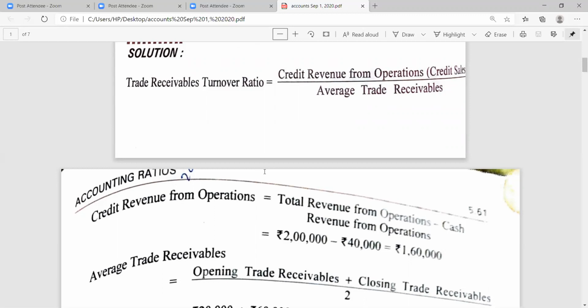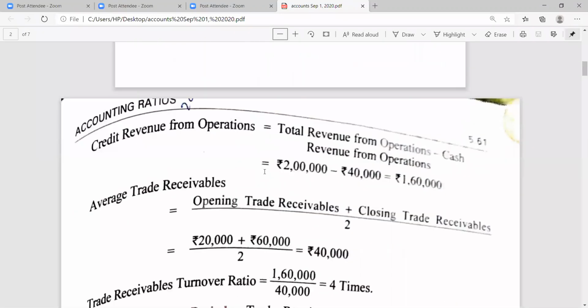Now the other item that is to be calculated is our average trade receivable. If you remember, yesterday we did that average inventory is equal to opening inventory plus closing inventory upon 2. Very similar to that, whenever you have to calculate the average trade receivable, it is opening trade receivable plus closing trade receivable divided by 2. That will be 20,000 plus 60,000 upon 2, and it gives us 40,000 rupees. So all in all, we will get the credit revenue from operation, that is 1,60,000. I hope you are clear up to this.